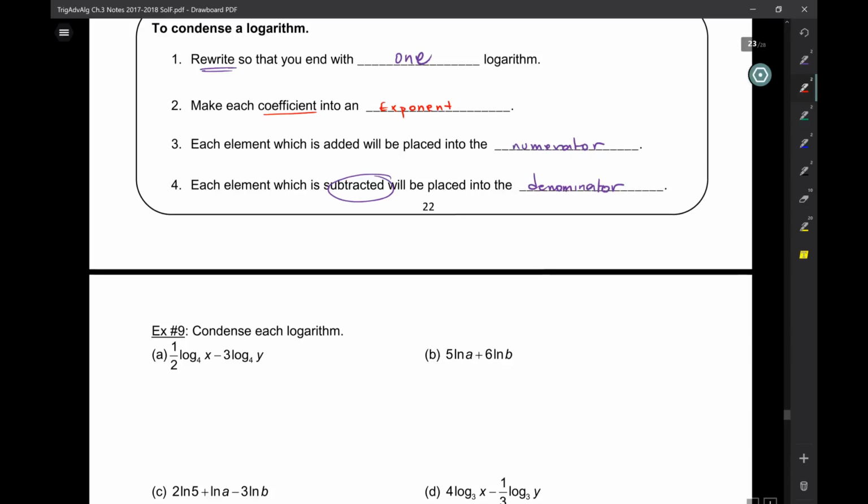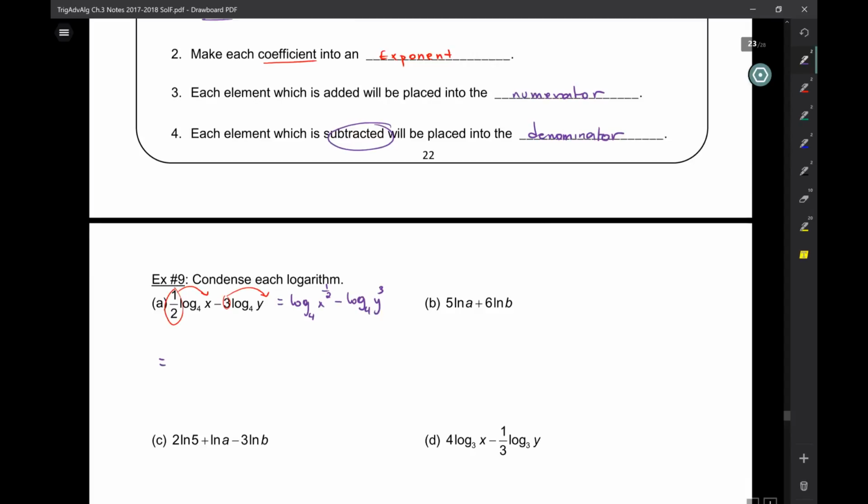So first, we're going to make each of these coefficients into exponents. So that'll look like log base 4 of x to the half minus log base 4 of y cubed. Okay? Now we're going to condense it: log base 4. Square root of x. Now that has a positive in the front, right? So it goes in the numerator, so root x. Y cubed has a negative out front. It goes under, and it looks like that.